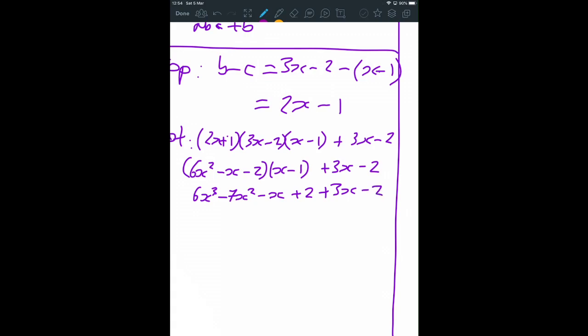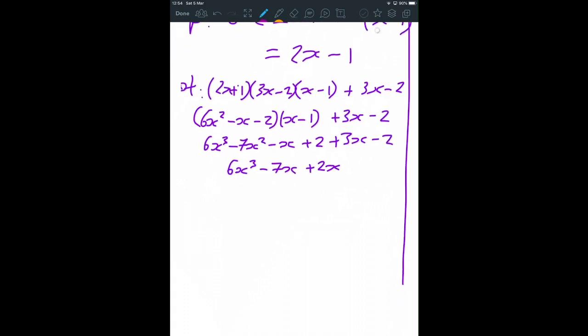This is quite pleasant because the 2's cancel. So I'm left with 6x cubed minus 7x squared, minus x plus 3x, and the plus 2 and minus 2 cancel. As with algebraic fractions, we should always be looking to factorize to cancel stuff out. Factorizing here, I've got a common 6x, so I've got a common x, and I've lost the squared on that, 6x squared minus 7x plus 2.